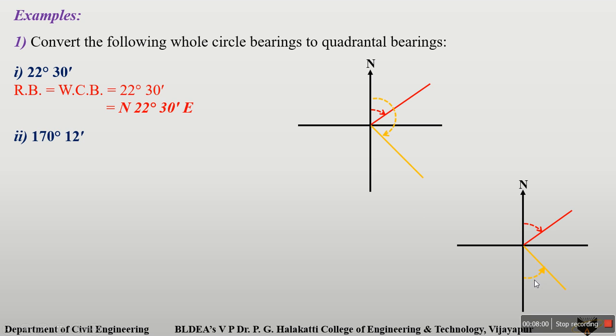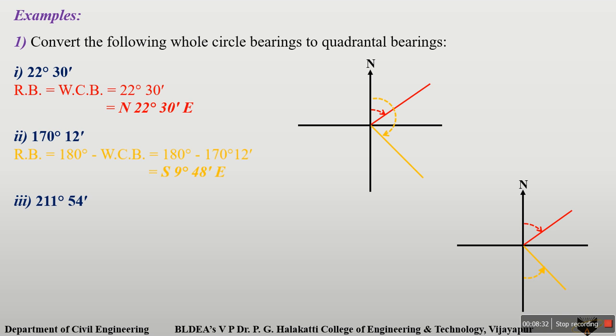In the second quadrant, we have to calculate RB, and our formula is RB equal to 180 degree minus WCB value. Putting in the value, we will get south 9 degree 48 minutes east. So always you have to mention the directions of the bearing, that is south 9 degree 48 minutes east, since we are mentioning the quadrantal bearing system.